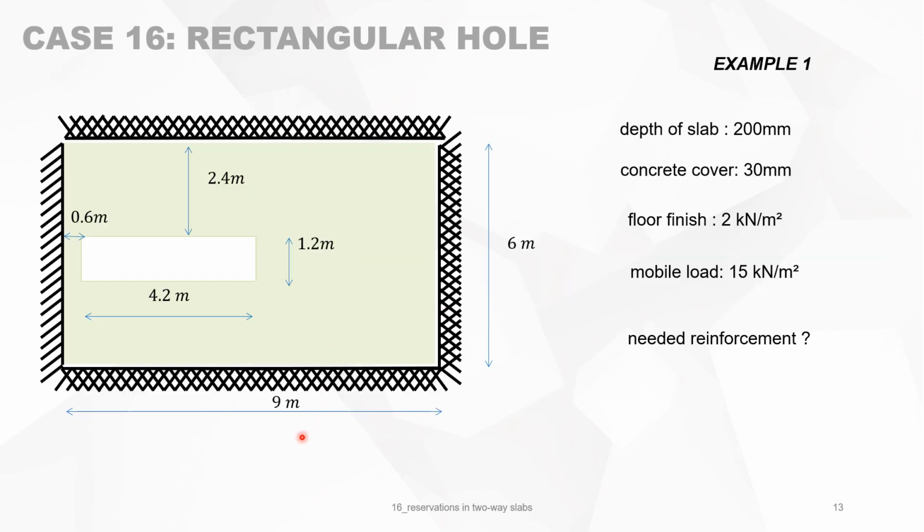Now let's see what we can do in practice. Suppose you have a concrete slab 200 millimeters thick, concrete cover 30 millimeters. The floor finish is 2 kilonewton per square meter, and the mobile load is 15 kilonewton per square meter. Now we are trying to calculate the needed reinforcement for this slab, and there is a reservation in the slab, for instance, for active cables or for ventilation shafts. What is the reinforcement? The maximum load in ultimate limit state is 1.35 times the permanent load plus 1.5 times the mobile load, which is 32 kilonewton per square meter.